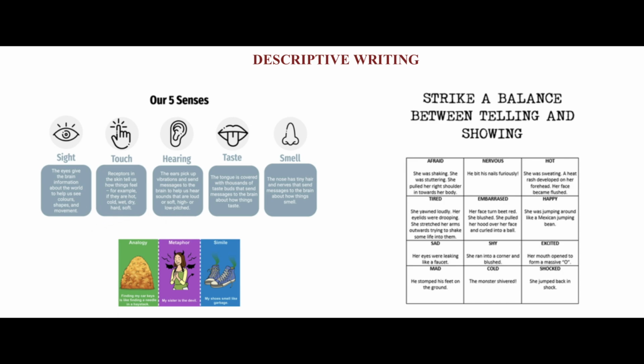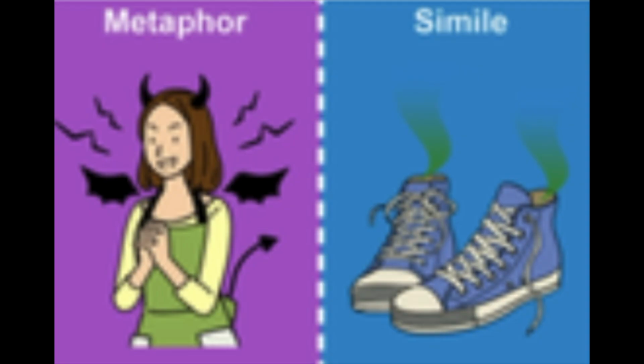Metaphors, similes, and analogies certainly can be drawn upon to help your audience picture things with familiar comparisons. Similes use the word like or as to draw a comparison. For example, his shoes smell like garbage. A metaphor, meanwhile, creates a comparison without the use of the word like or as. His sister was the devil.